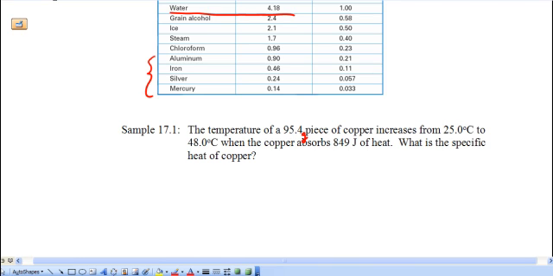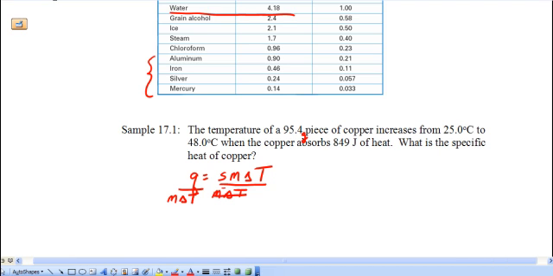All right. So if we use our equation Q equals S m delta T, we're actually looking for the specific heat, S. So let's go ahead and solve for that first, and then we'll plug in our values. So we're going to divide both the mass and the change in temperature over to the other side.